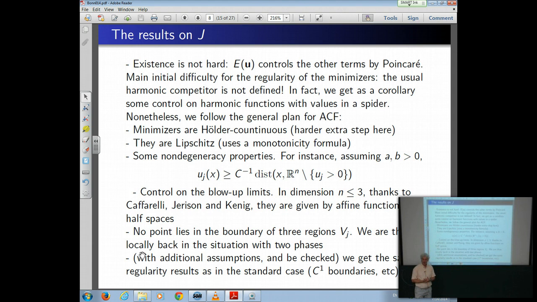You can try to look at the standard results on the Alt-Caffarelli-Friedman functional and get the same sort of regularity as there, modulo the fact that I did not check everything by far, because we have a slightly different volume term and we have this additional term M. So in fact, my claim is that probably the same proofs work. I didn't read those proofs, but specialists like David claim something like this too. Okay, so that was the program.